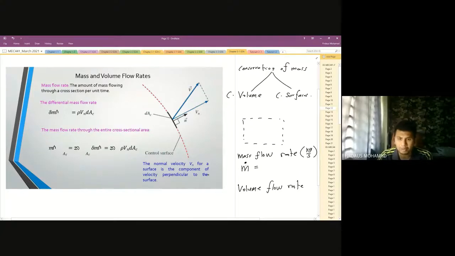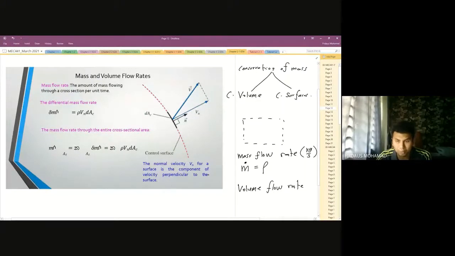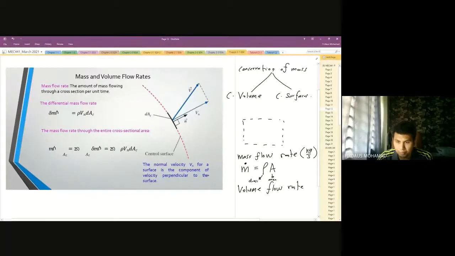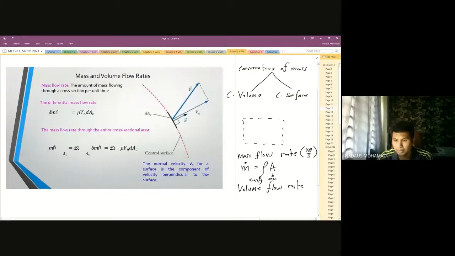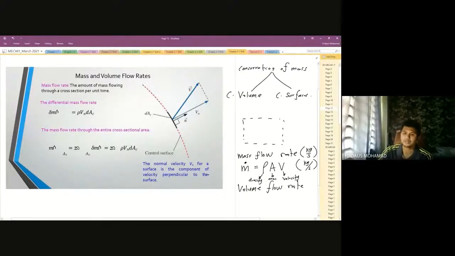So m dot, how to find m dot? M dot is equal to rho, which is density of fluid, multiply with the area, A is area, rho is density, and then V is velocity. Okay, so there is mass flow rate.